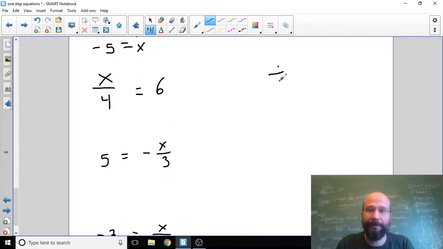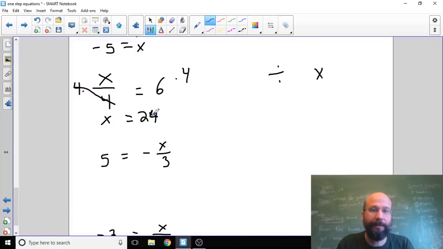So now we're looking at division, and the opposite of division is multiplication. So in order to move this bottom number of this fraction to the other side, we have to multiply everything by 4. Both sides by 4. This will cancel and just leave us x, and this will be 24.